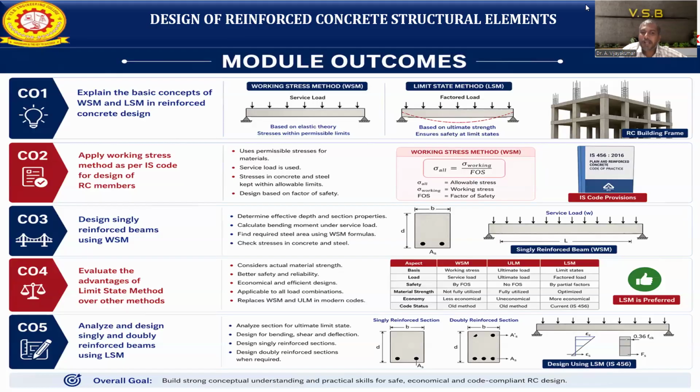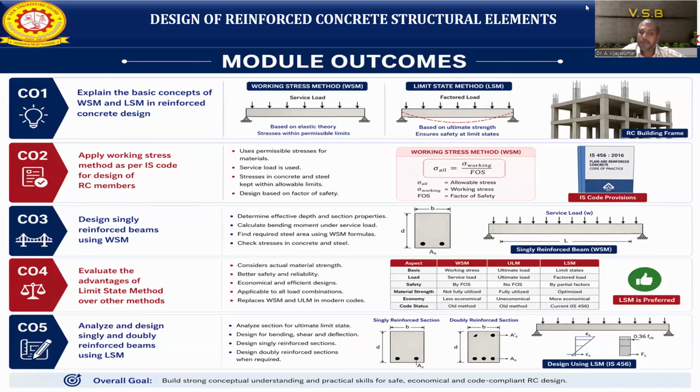Now you can calculate the maximum bending moment under the service load. Then you can find the required steel area, using different types of formulas. You can check the stresses in the concrete as well as the steel. Now you will be able to evaluate the advantage of the limit state method over the other methods.